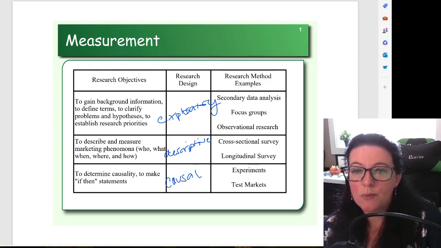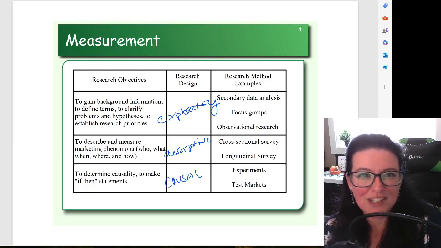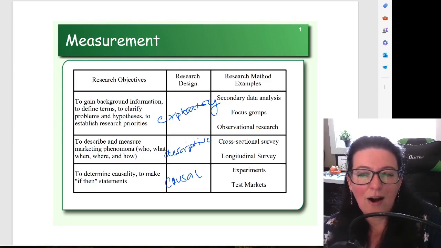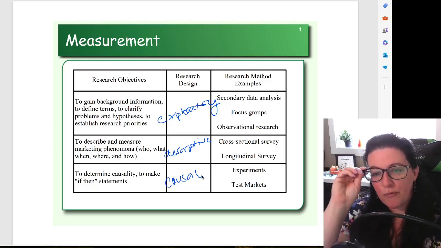And test markets, we use that in marketing research to say, okay, if we have this new product, then will we see more customers, more sales? So it is a type of experiment where we are offering a new product or a new feature to a group of buyers.